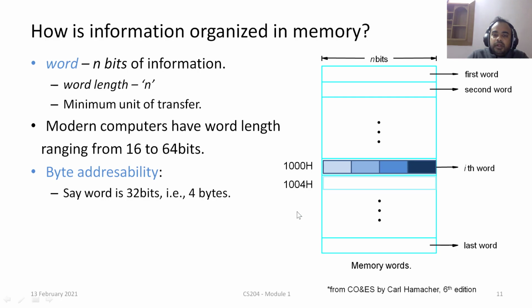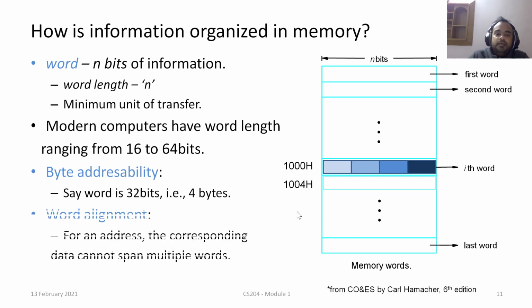Now, let's come to the word alignment problem. For an address, the corresponding data cannot span multiple words. Let's say the processor, instead of sending the address of the first byte of data, has sent 98h. Let's say this is 96, 97, 98, and 99. So 98h is the address of the third byte in the first word, just as an example. Now how does the memory respond?